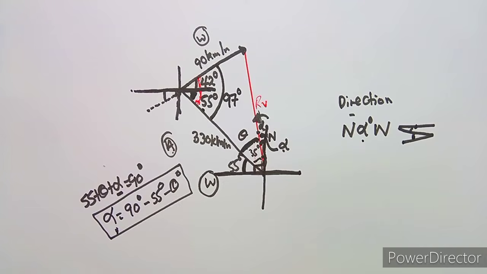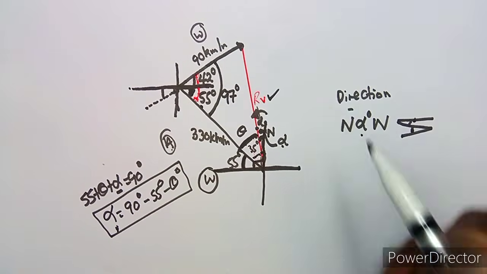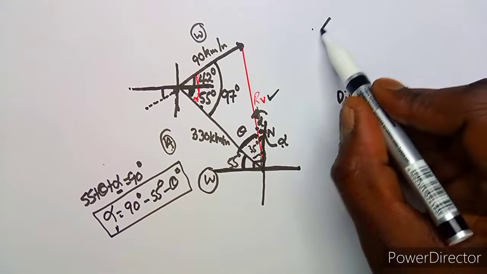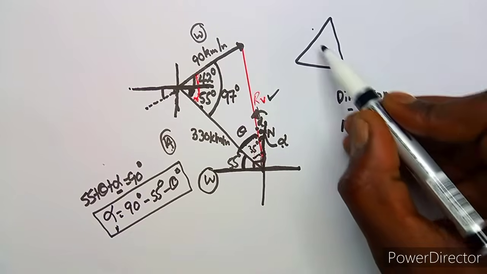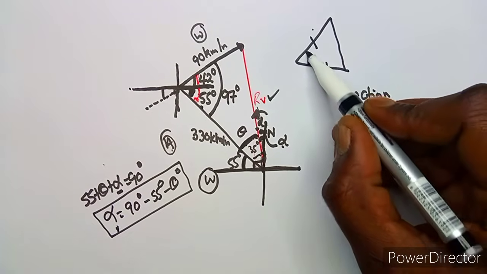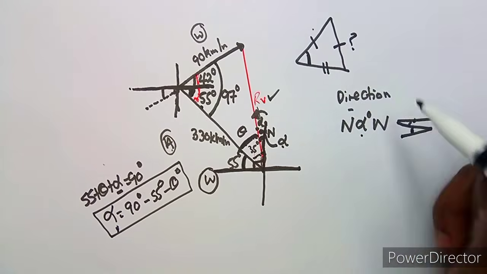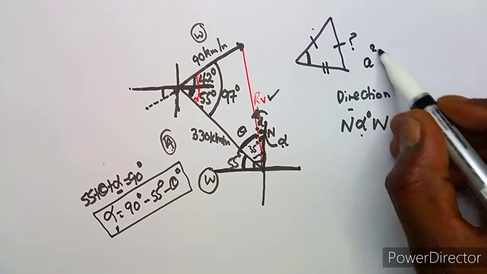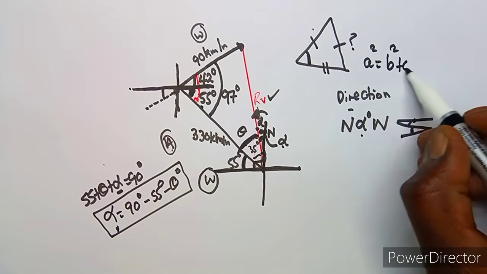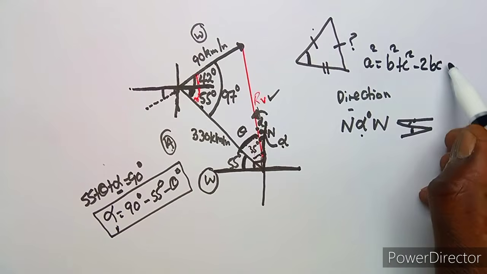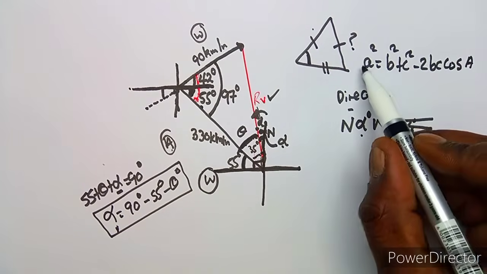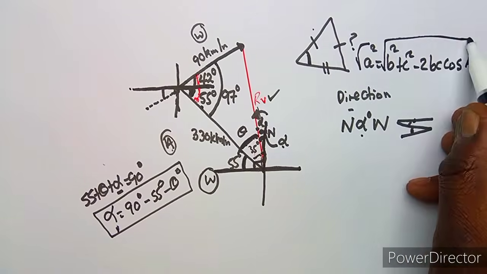So using this diagram now, we can actually find our RV, because we have got a triangle like this where we are given two sides and an angle in between, and you want to calculate the third side. So using your cosine rule, a squared is equal to b squared plus c squared minus 2bc cos A, which means a is going to be the square root of both sides.